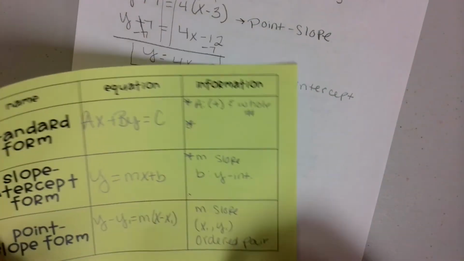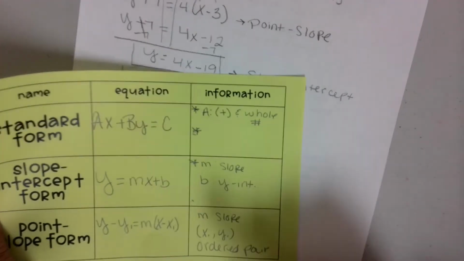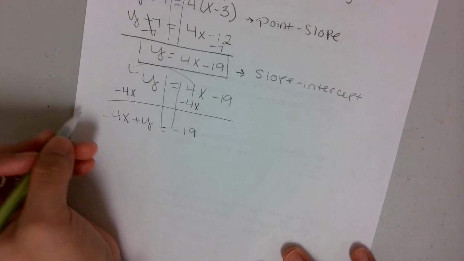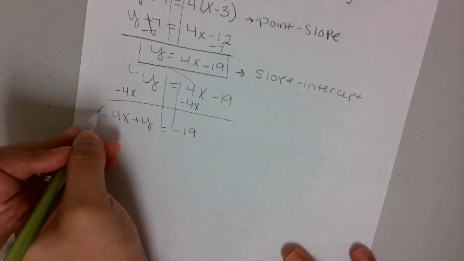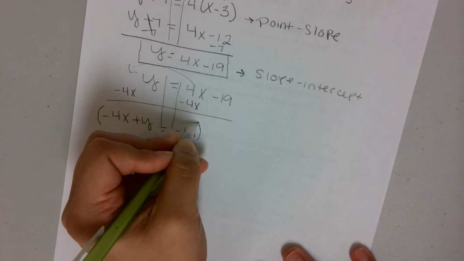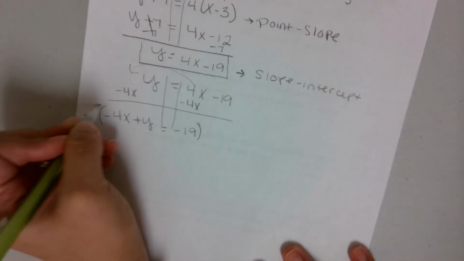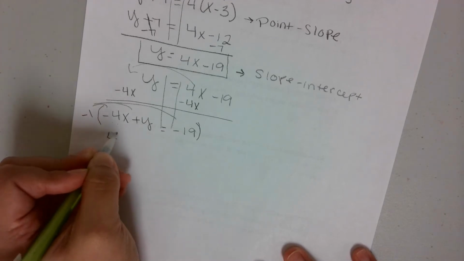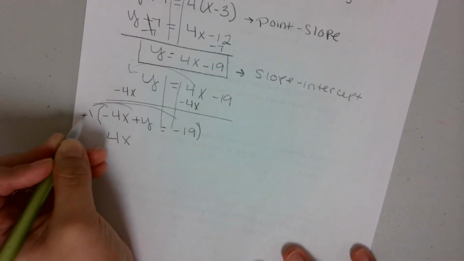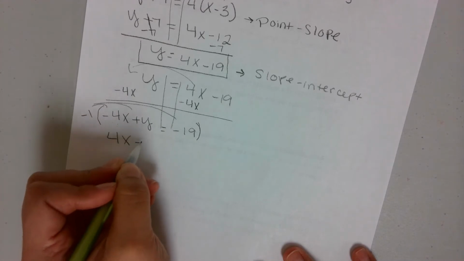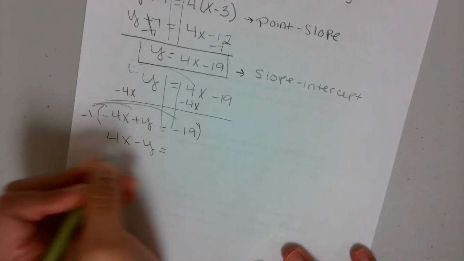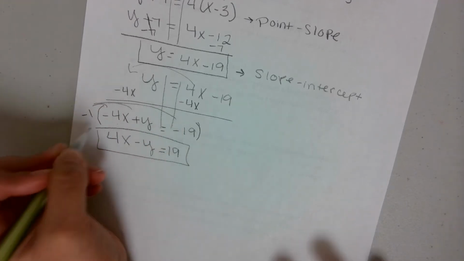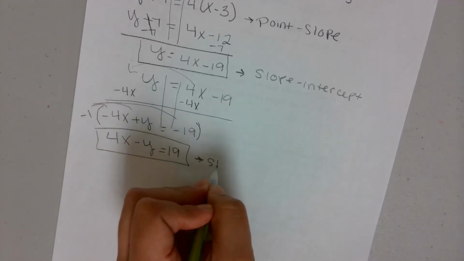That kind of sort of looks like standard form, but we said that a has to be positive. So this number right here has to be positive. So what I'm going to do is I'm going to take this entire equation, both sides, and I'm going to distribute a negative 1. Because a negative times a negative is going to convert that into a positive. Now that negative is going to change that to negative y. And a negative 19 times a negative 1 is a positive 19. So now I am in standard form.